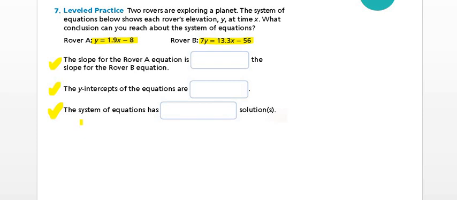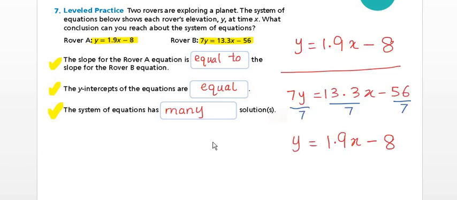Now better pause the video here. The equation that is not in the standard form for this rover B, change it into standard form, compare the two equations and try to answer these questions. Then play the video to check your answer. So here are the answers. The first equation is already in the standard form, and if I look at the slope, it's 1.9, and if I look at the y-intercept, it's -8.